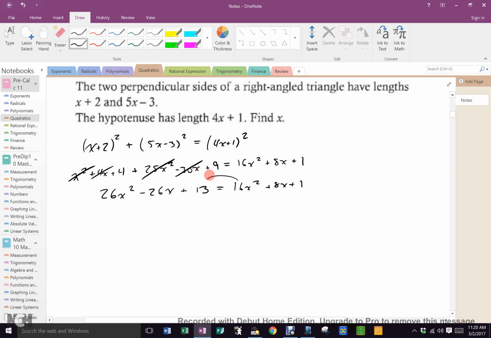Because once this comes over the equal sign, it's going to be minus 16, yes? So 26 minus 16 gets me 10x squared, right? What's this one going to be? Minus 34x. What's this one going to be? Plus 12. And what does all that equal? 0. Now what?